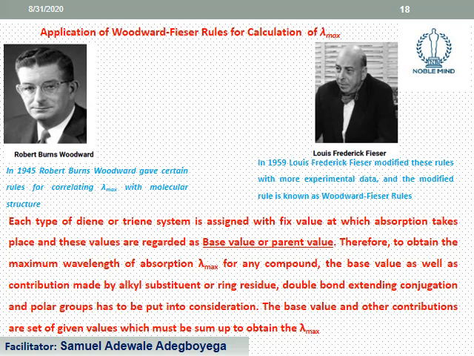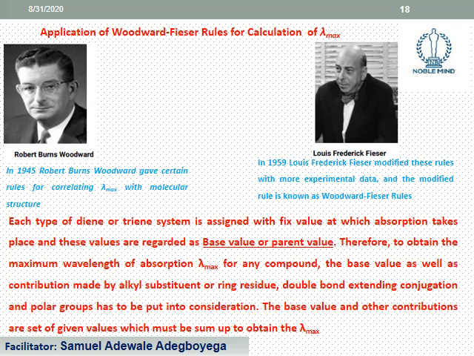Woodward gave some rules which correlate the molecular structure to their lambda max, and Fisher in 1959 modified these rules. From their assignment they found out that each type of diene or triene system has a fixed value at which the absorption takes place, and these fixed values are regarded as base values or parent values.